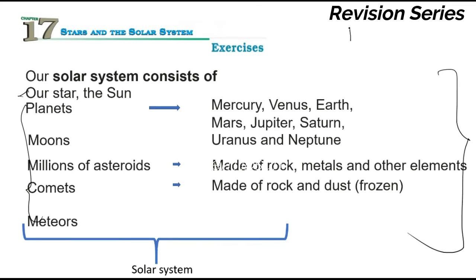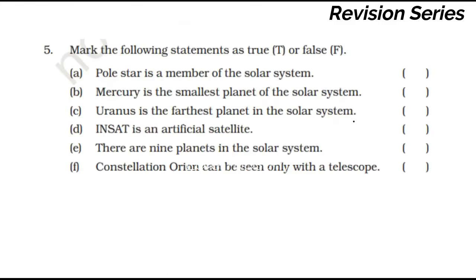Now pole star is a different star among all billions of stars, right? And that pole star appears in the direction of north. Therefore, for the first question, the statement that pole star is a member of solar system is wrong, and that's why we have to write F. Okay. Next, Mercury is the smallest planet of the solar system, and we all know that Mercury is the smallest planet. Please recall all the videos regarding planets in this chapter. So it is true. Right.